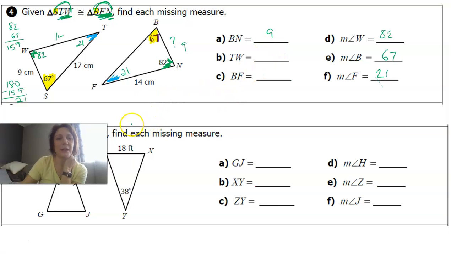Okay, and then last but not least, BF. Well, let's see. BF, I don't know, but I know what it corresponds to. BF, those letters are in positions 1 and 2. So I come over here. Positions 1 and 2 is ST. This triangle tells me ST is 17. So I know that I can translate that measurement over here. 17. Okay, there's my last one.